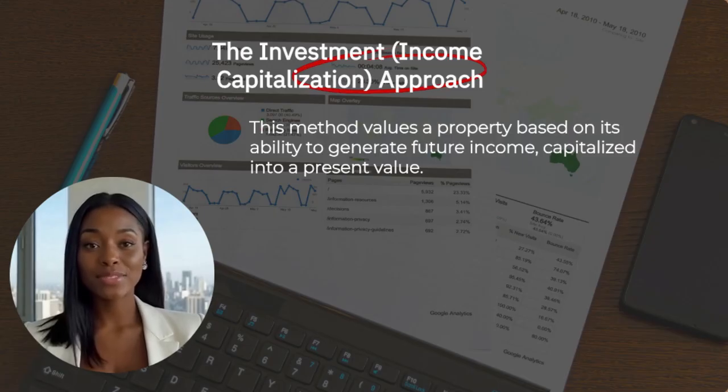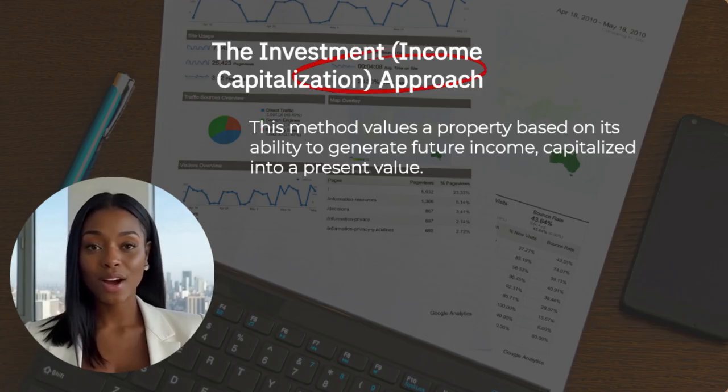3. The investment, income capitalization approach. This method values a property based on its ability to generate future income, capitalized into a present value. Key formula: V equals I divided by R, where V equals value, I equals net annual income, NOI, R equals capitalization rate, yield. There are 2 variants: direct capitalization and discounted cash flow, DCF, analysis.